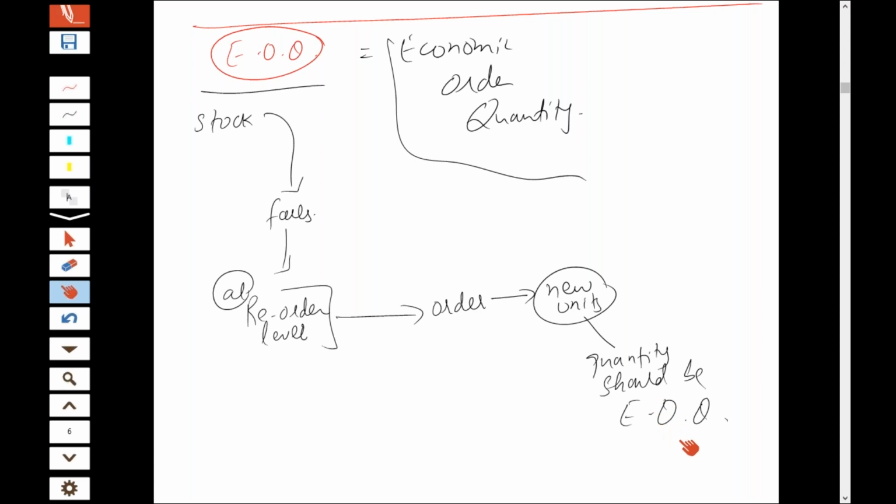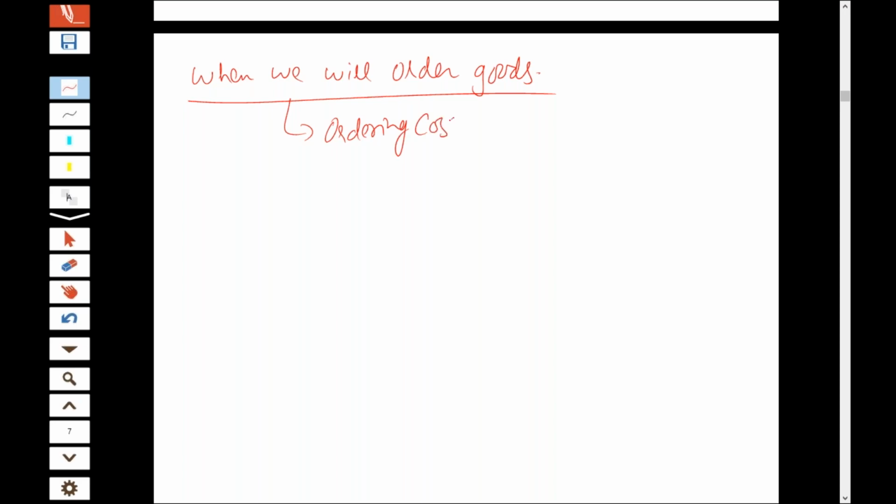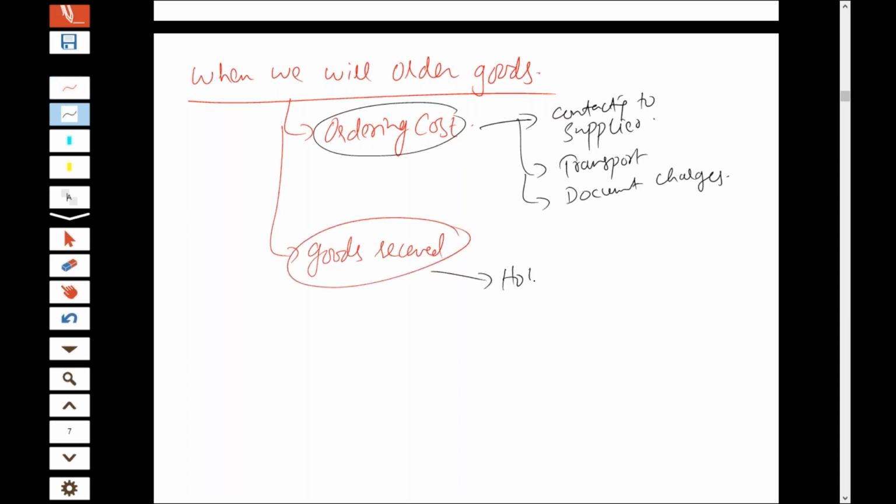Okay. Now, what is EOQ, economic order quantity? See, when we order goods, there is ordering cost. Ordering cost like contacting the supplier, like your transport charge, like any documentation charges. This is an ordering cost. And when the goods are received, there will be holding cost.